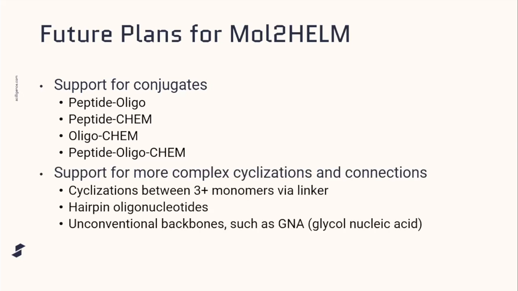Additionally, we want to support more complex and rare cases. So things like having cyclization between 3 different monomers via a linker, where your linker is connected to each of those 3 monomers, holding the whole structure together. We're looking to support hairpin oligonucleotides, where the middle of the sequence wraps around and forms a hairpin, as well as unconventional oligonucleotide backbones, for example, glycol nucleic acid, which is drastically different from a ribose backbone, and thus needs to be identified differently in the algorithm.